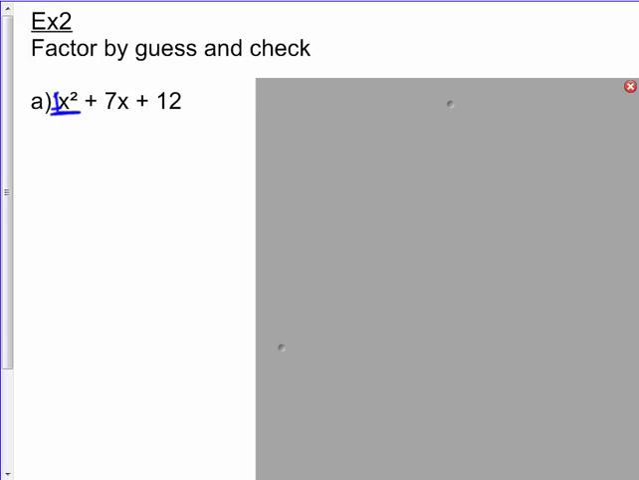So in example 2, I'm going to start off. There's nothing to remove, so it's x squared. We know my first term is going to be x times x. Then I look at my last term, positive 12. That means either it's going to be positive positive or negative negative. Which one is it? It could be negative negative because a negative times a negative is a positive. But I look at my middle term. That's positive. How am I going to get that? It has to be two positives added together to give you a positive. So it is plus plus.